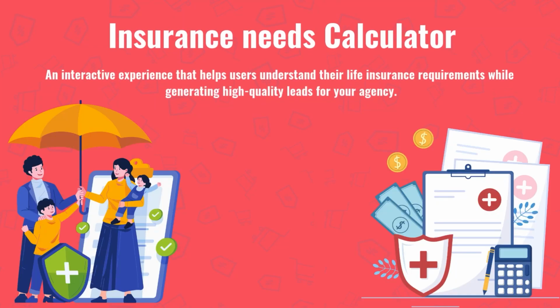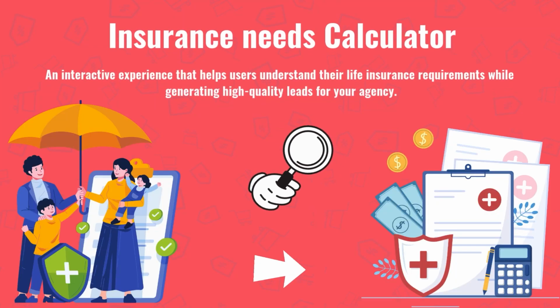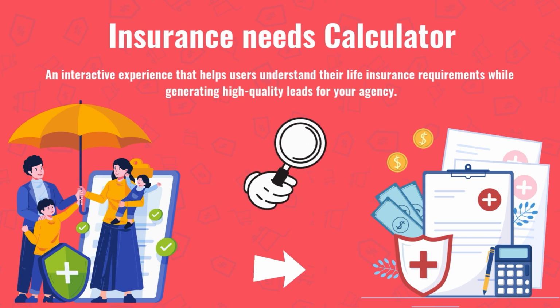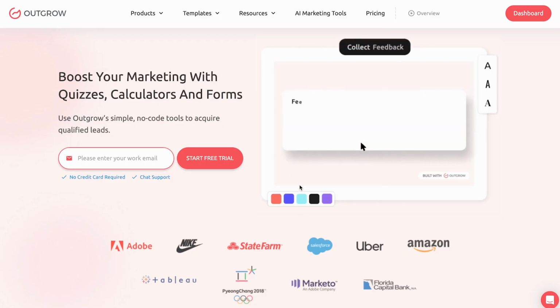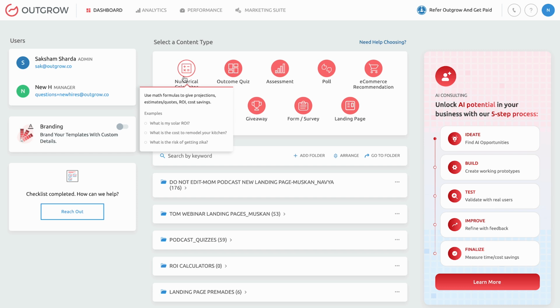Welcome to Outgrow. In this walkthrough, we'll show you how to build an insurance needs calculator, an interactive experience that helps users understand their life insurance requirements while generating high-quality leads for your agency. Start by logging into your Outgrow dashboard and selecting Numerical Calculator as your content type.